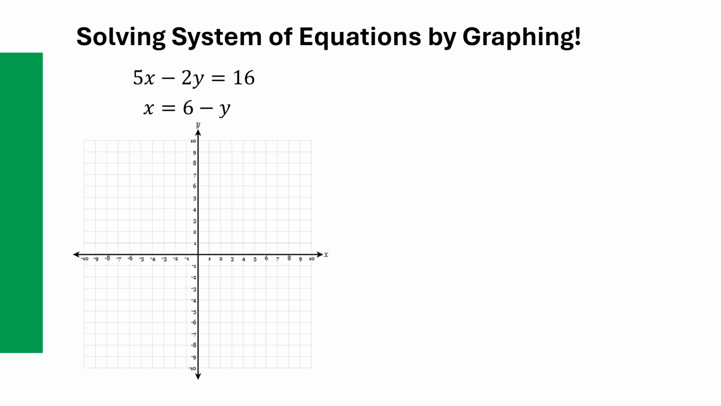To find the solution to this system of equations by graphing, we have to make sure that both of these equations are in the form of y equals mx plus b, where we can find the slope and the y-intercept to graph the lines. So let's start with our first equation, which is 5x minus 2y equals 16.